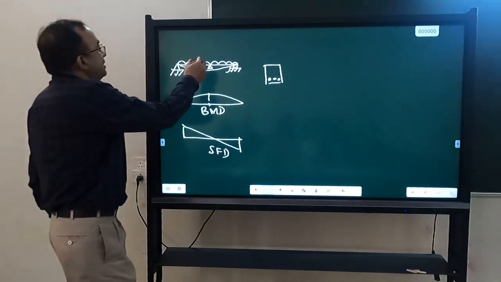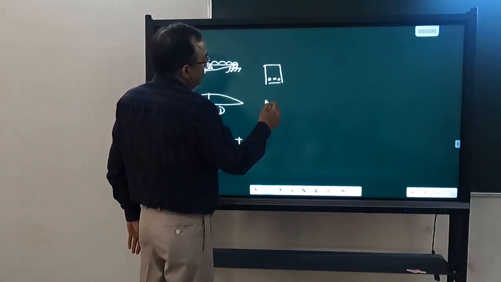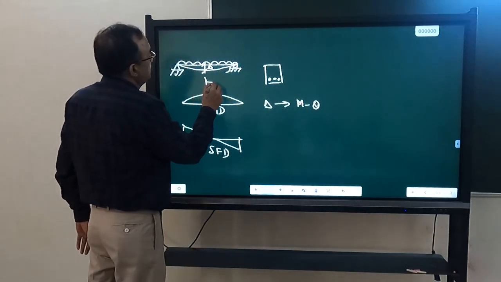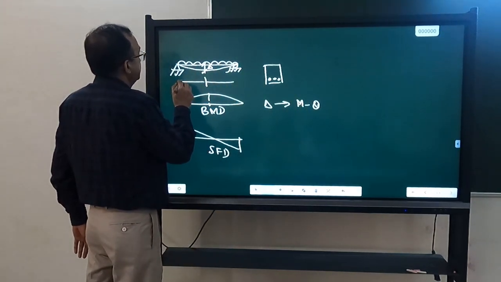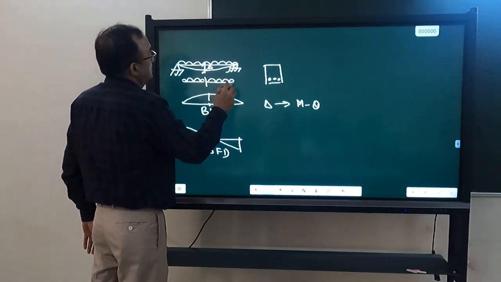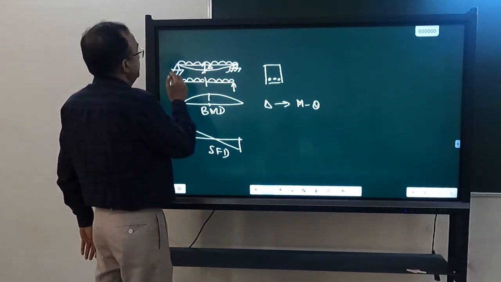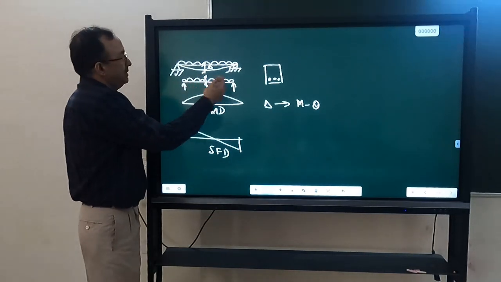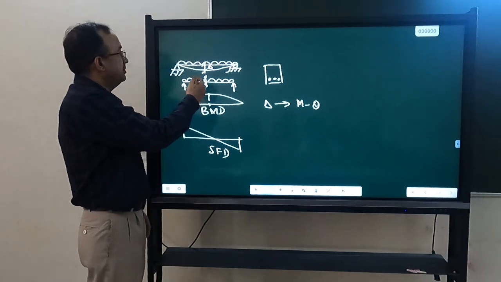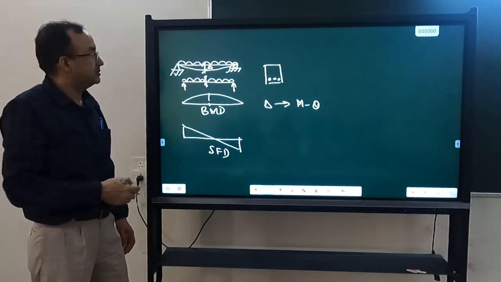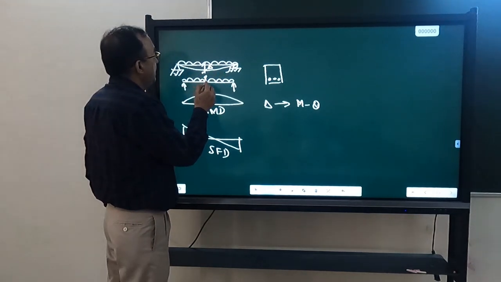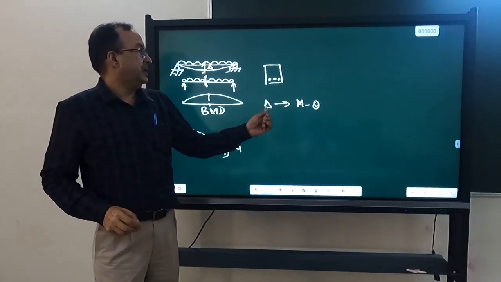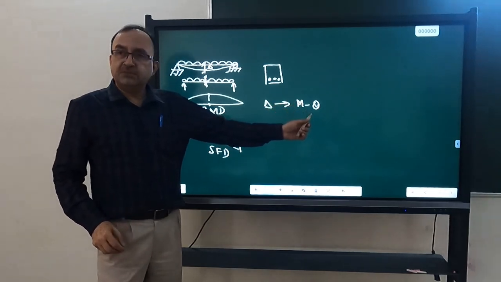How will that deformation occur? This delta. Delta will depend on the M theta curve. I have told you we can take it as two cantilevers. You can take these as two cantilevers. Okay. Same BMD, SFD, whatever we have done, we will continue using those. But here we will consider plastic. So, delta will depend upon M theta.